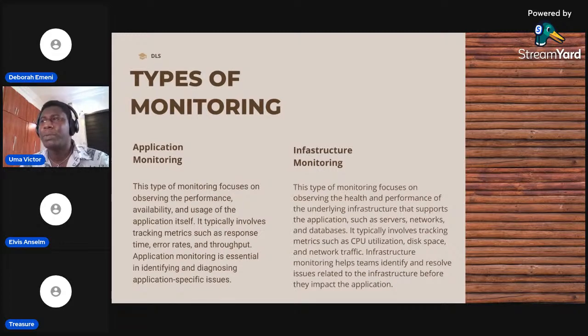By using different types of monitoring, DevOps teams can gain better visibility into their systems and be better equipped to diagnose and troubleshoot some of the impending issues.